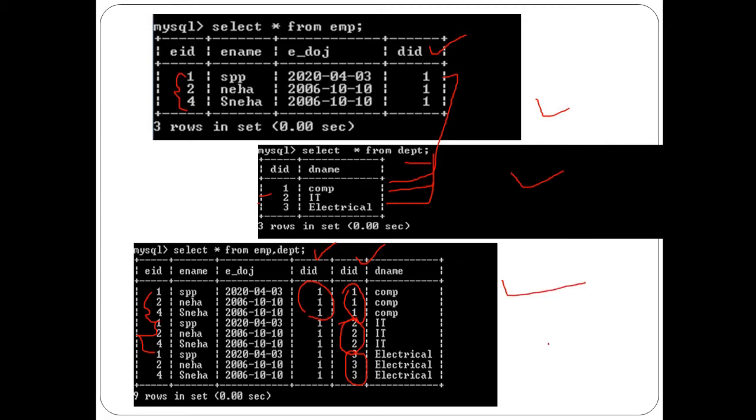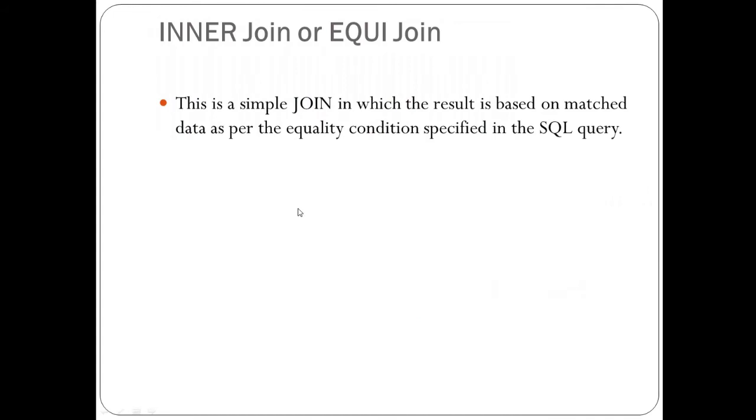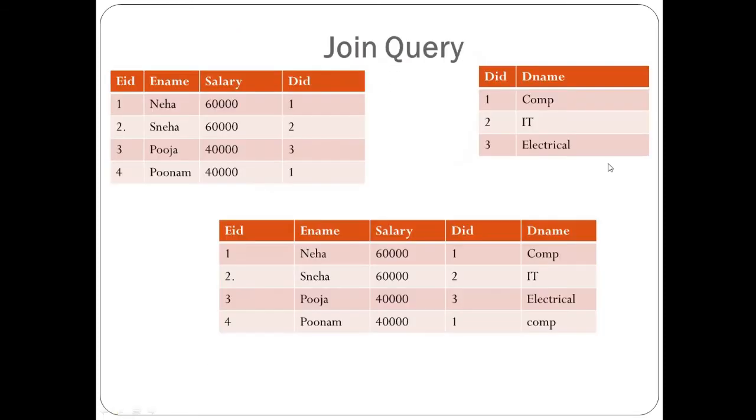Next we'll see what is inner join. Inner join generates a result which is based on matched data as per equality conditions specified in the SQL query. In case of Cartesian product, we are not specifying any equality condition. In inner join, you specify an equality condition, that's why it is also called equijoin. Now we'll see an example for inner join.